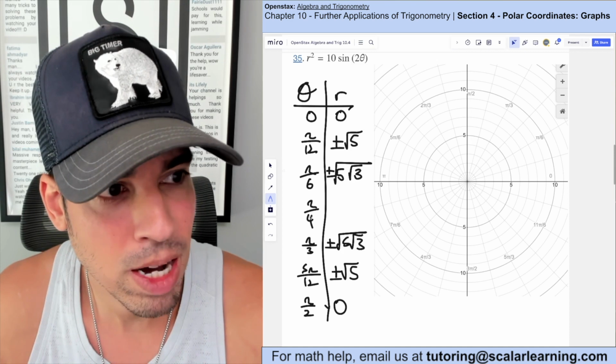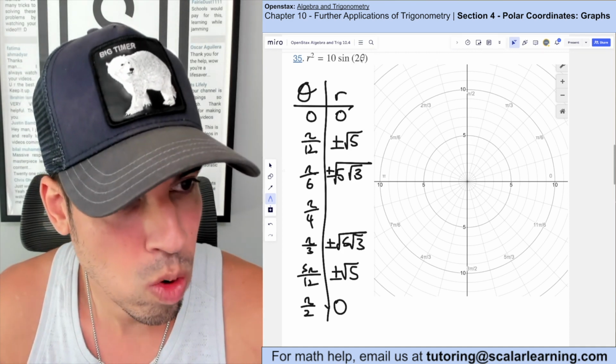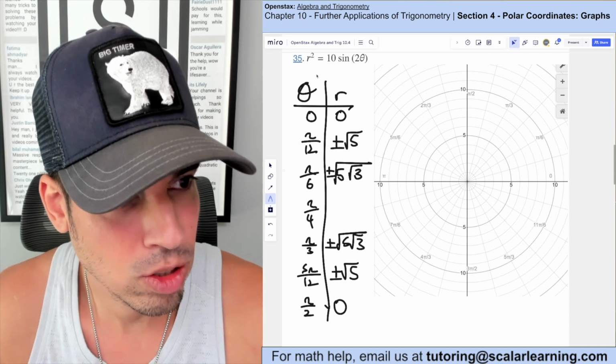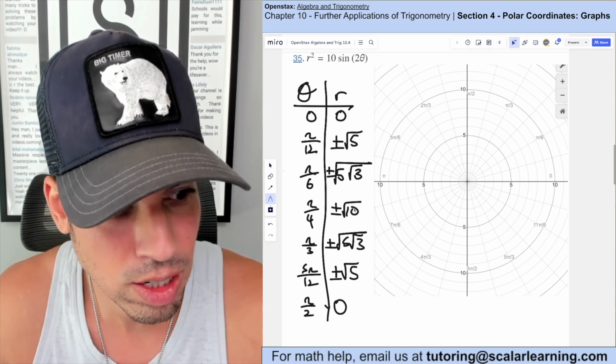Last but not least, we got pi/4. You double that, that's pi/2. Sine of pi/2 is 1, and 1 times 10 is 10. So here r would be plus or minus square root of 10. All right, now we got enough to plot this.